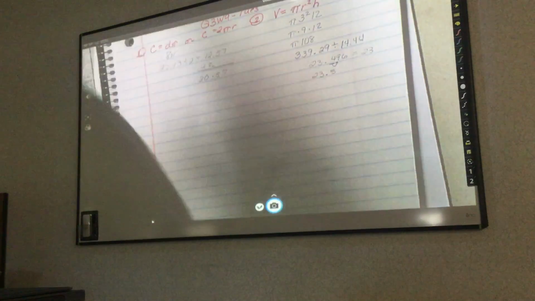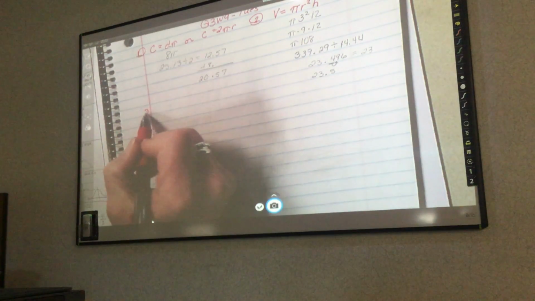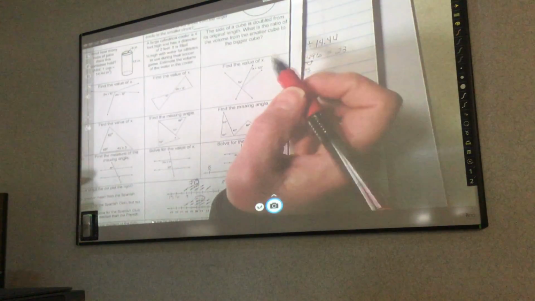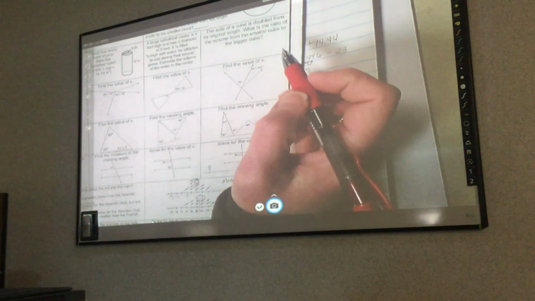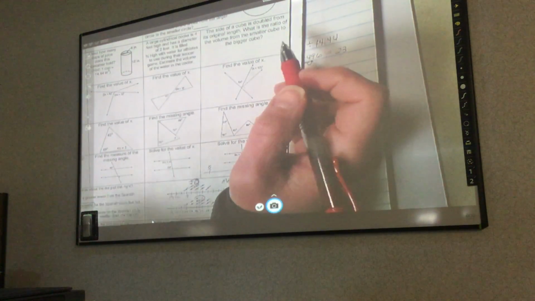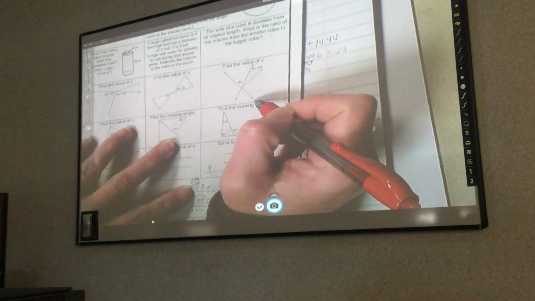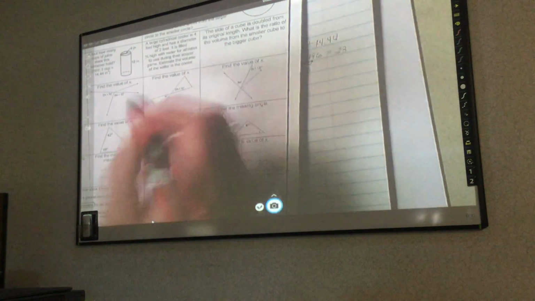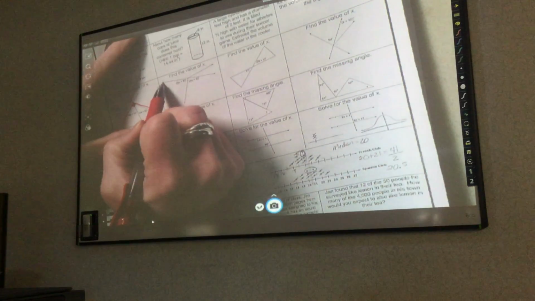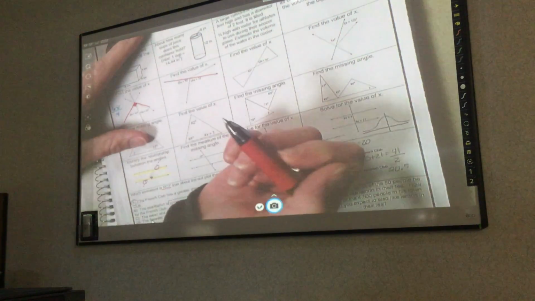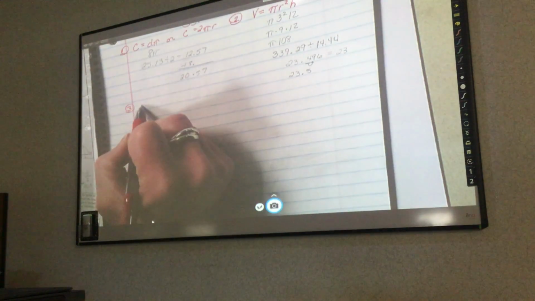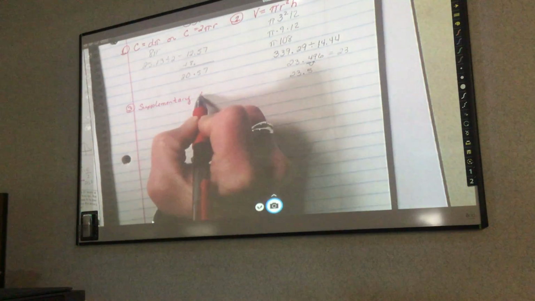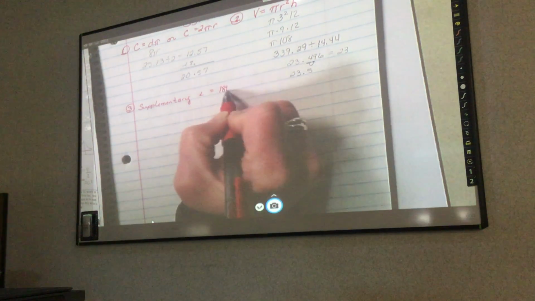Number 3. What's so special about these angles? They're supplementary, right? All of them add to what? No, I'm on the wrong one. Sorry. Both of them, if they're supplementary, they add to 180. So I want you to write supplementary angles equal 180. Always write it down.